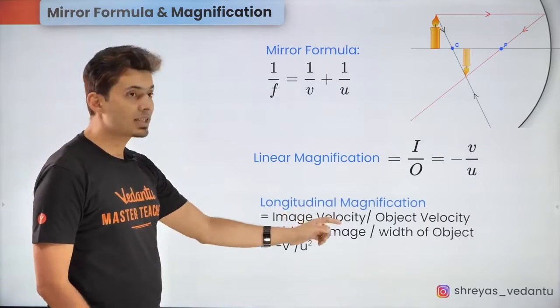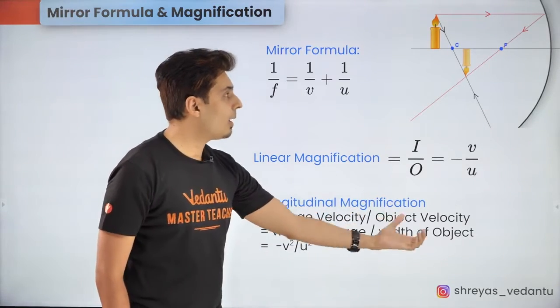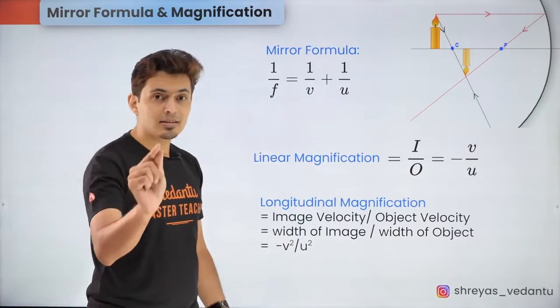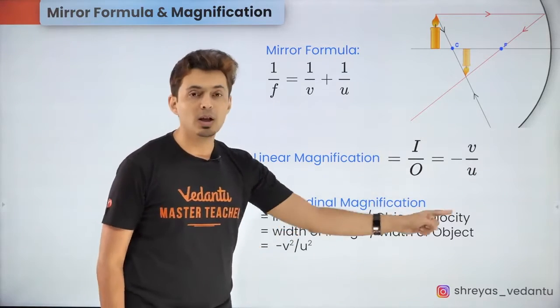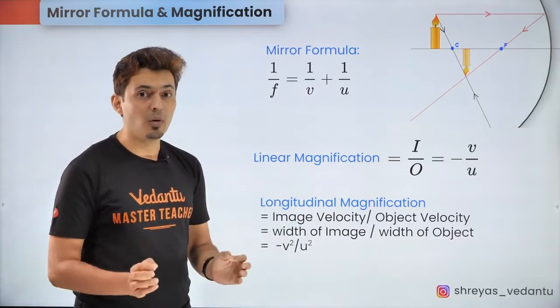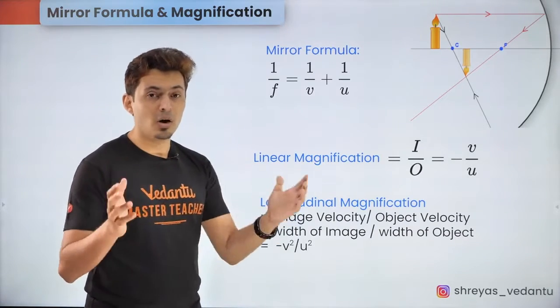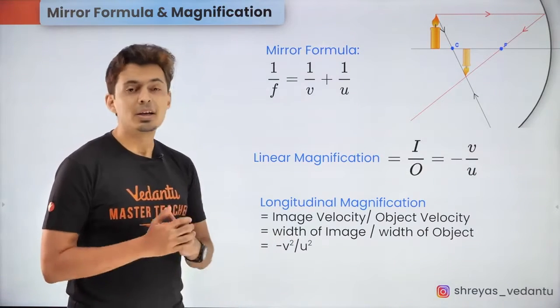Also remember, the image can be magnified along the principal axis, and the width of the image upon the width of the object has the same ratio as that of the velocity of the image upon the velocity of the object. This can be used to solve the problems which involve motion of the object or the image. And remember, the ratio is -v²/u².